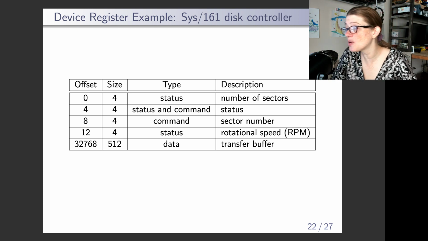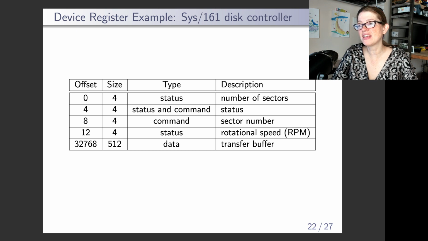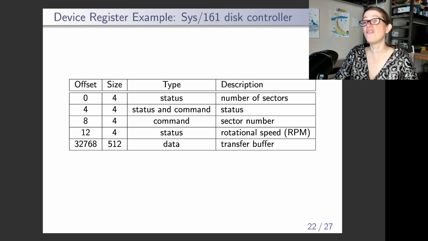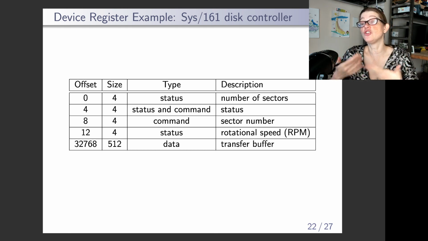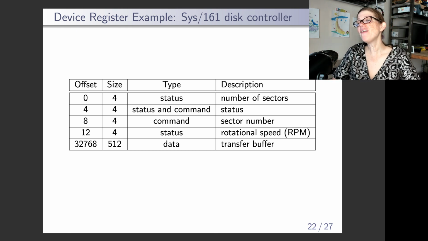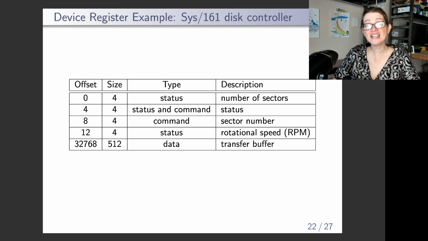Then we have the status register, which is actually a status and command register. Now, how this works is if you read it, it's going to tell you if a read or write is in progress, and it's also going to tell you if it has completed or not. If you write to the status register, you will be writing either write or read to tell the disk, hey, I need to do a read or I need to do a write. Then we have the command register sector number, which you will write to this register to tell the disk which sector to read or write from. So you actually need to write to both of these registers to tell the disk what to do. Then we have a status register for rotational speed, which can be used in computations of how long this is going to take on average.